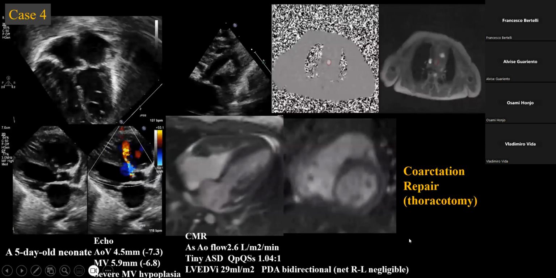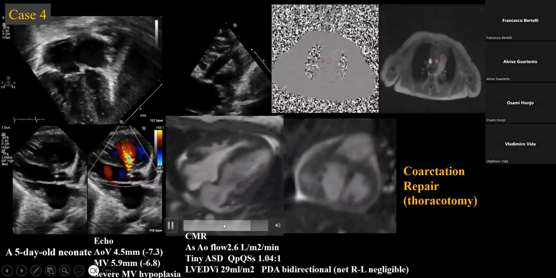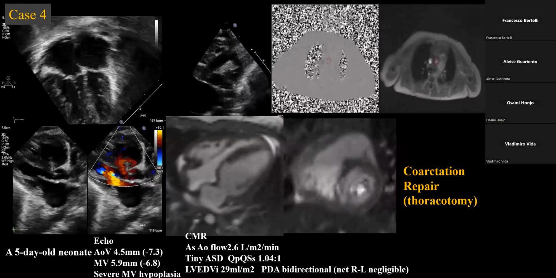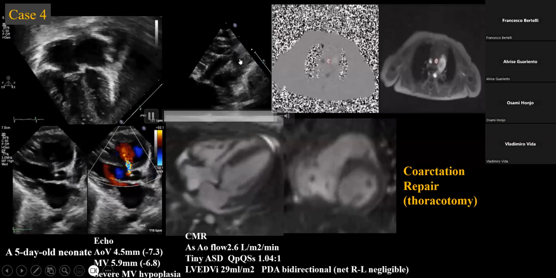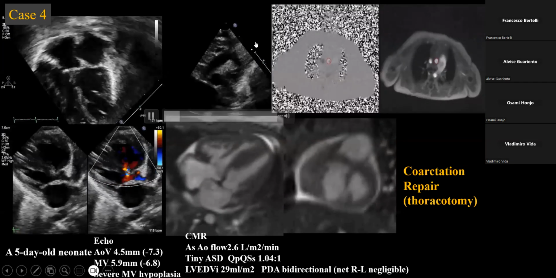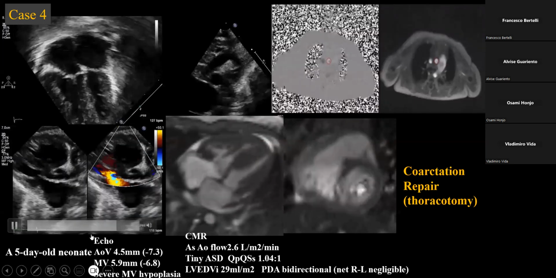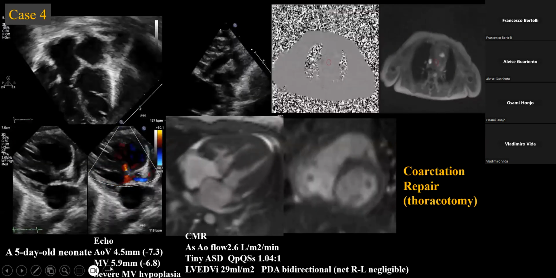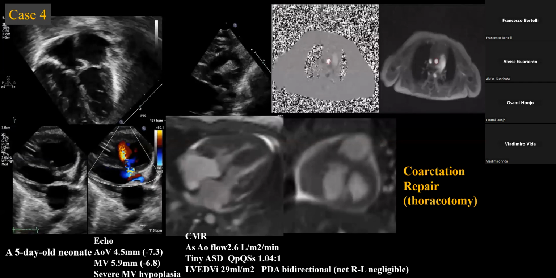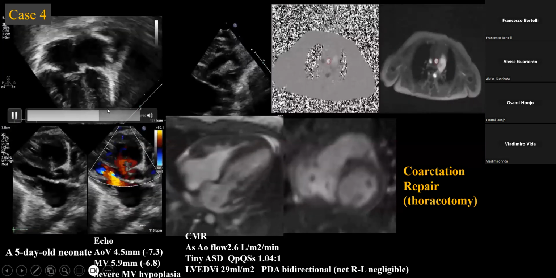So this last case still amazes me to this day, and this is something where the MRI was extremely useful. This is a 5-day-old neonate with moderate arch hypoplasia with tight coarctation and a borderline left ventricle. In terms of arch anatomy, we could do a thoracotomy coarctation repair. But if you look at this four-chamber view, the mitral valve is extremely small, 5.9 millimeter, which gives a Z-score of almost -7. The aortic valve is also quite small, so we are very worried about this ventricle, and about the left-sided structures, although the left ventricle itself is apex forming.